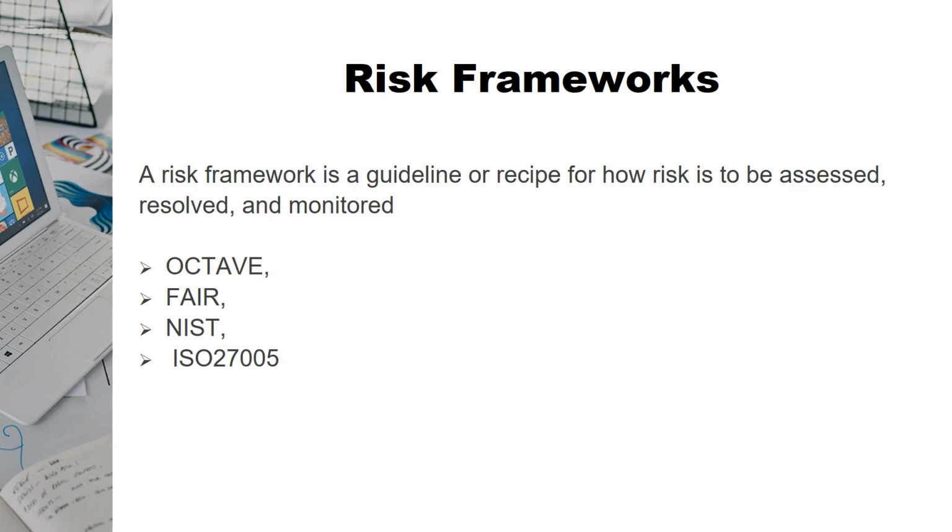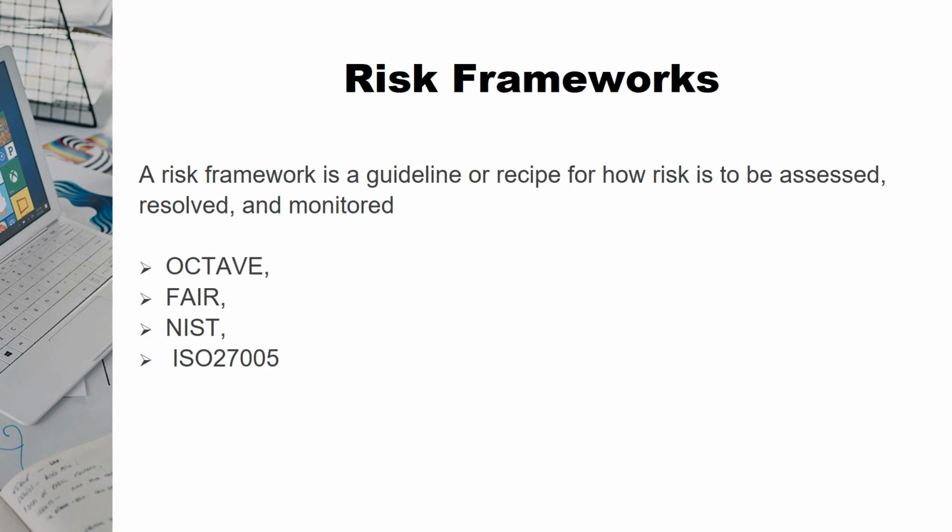To define a risk framework, this is a structured methodology that organizations use to identify, assess, manage and mitigate risk, particularly in the context of information security and business operations. These frameworks provide a systematic approach to understanding what could go wrong, evaluating the potential impact and likelihood of those risks, and implementing controls to reduce them to an acceptable level. By using a risk framework, organizations can make informed decisions, prioritize resources, and demonstrate due diligence for compliance and governance. So we're going to explain the four risk frameworks that we have.